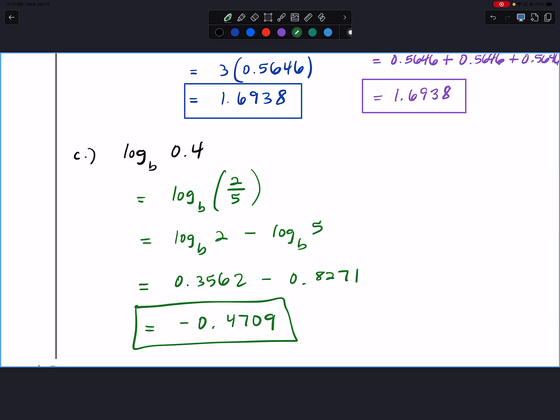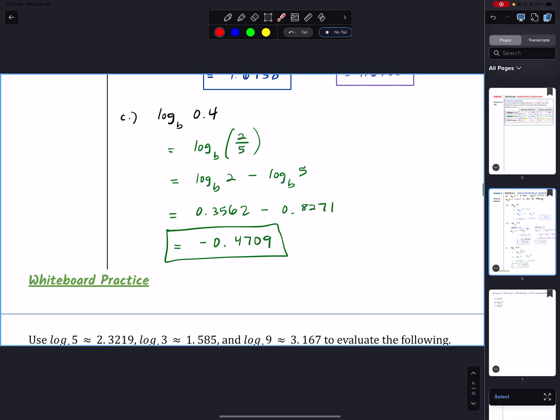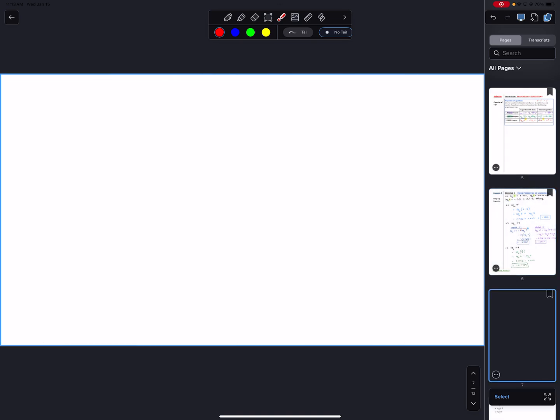Which hopefully makes sense, right? Because our answer is negative. Remember I told you guys what type of exponents give us a fraction? Negative exponents. So that should make sense. Okay? All right, let's make it harder. Ignore that. D.